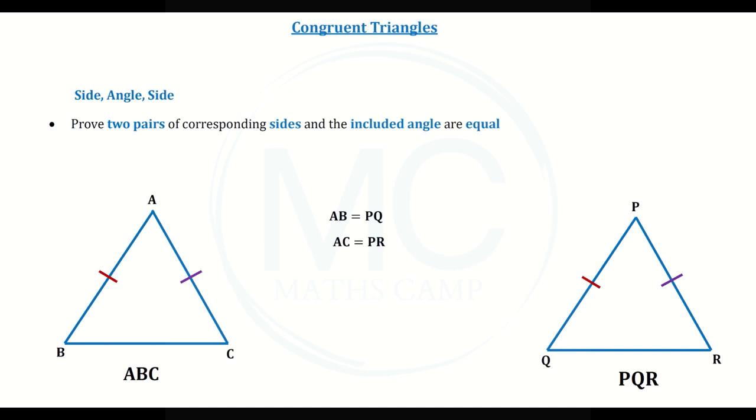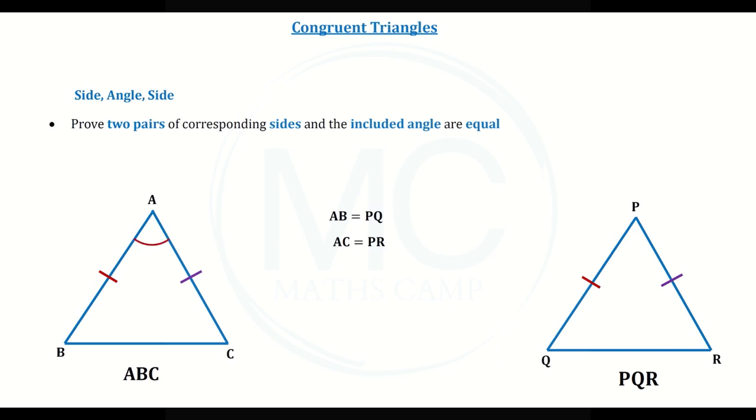The included angle is at the vertex between the 2 sides we have just used. In triangle ABC, we have just used side AB and side AC. So angle A is the included angle. And we can mark this angle in red.